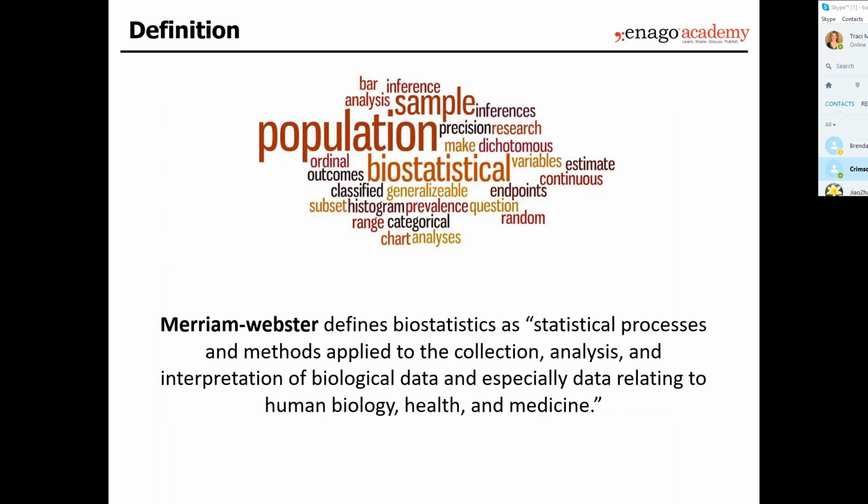So the accepted definition of biostatistics is statistical processes and methods applied to the collection, analysis, and interpretation of biological data, and especially data relating to human biology, health, and medicine. The tools that we employ are the same as in business statistics, but in particular, biostatistics is there to interpret or assess biological data.